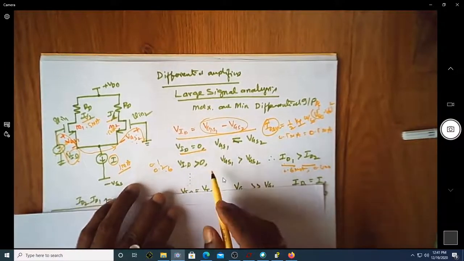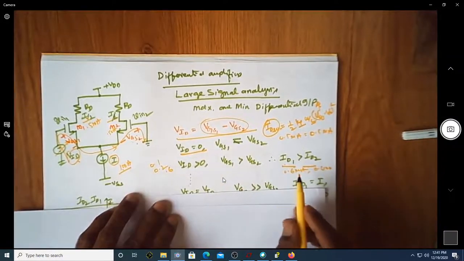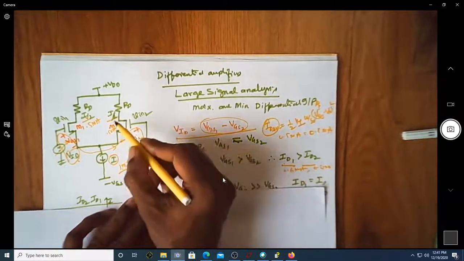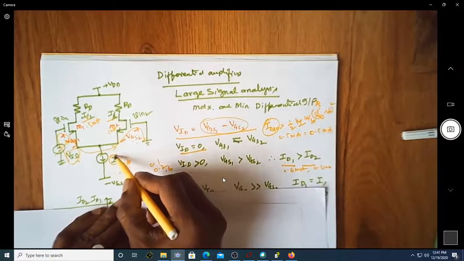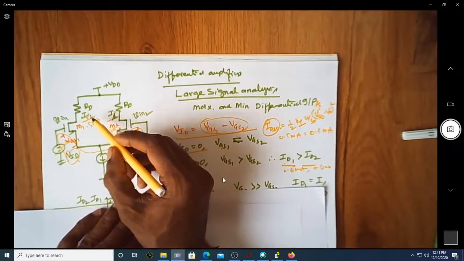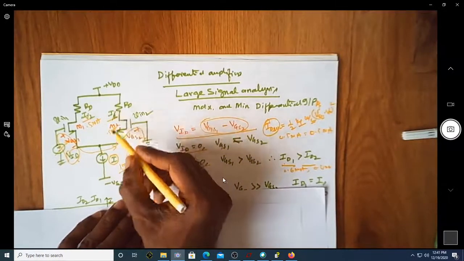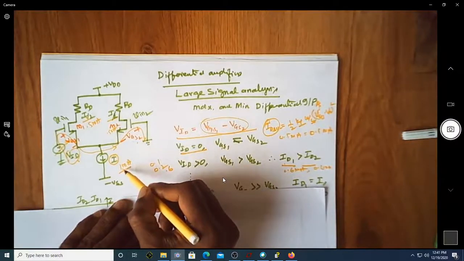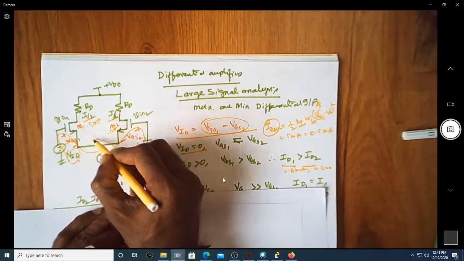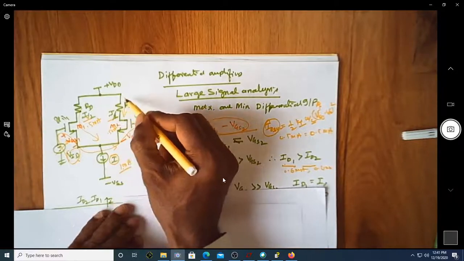If you keep on increasing that, a stage may be reached where you end up with the entire tail current, which was flowing half through this and half through this, simply passing through this one. There may be no current flowing through the other.